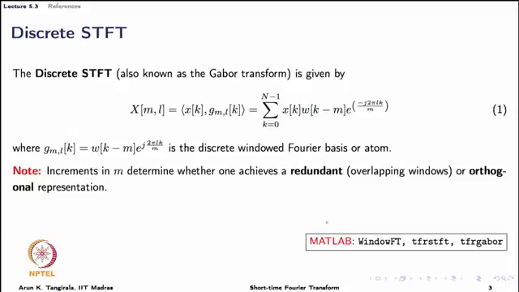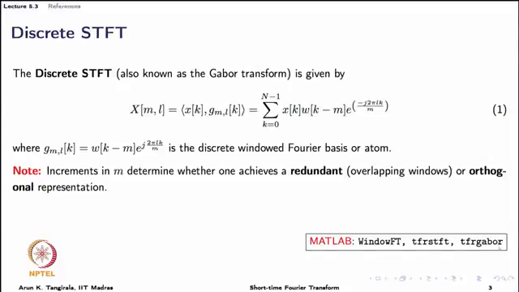Now, the MATLAB routines that are available to me for computing this discrete short time Fourier transform are windowFT, which comes from WaveLab, and TFR STFT. Of course, this is mostly used in generating a very high and dense short time Fourier transform. So, I would not recommend this if you want to compute the discrete short time Fourier transform. The better routine for that is TFR Gabor.